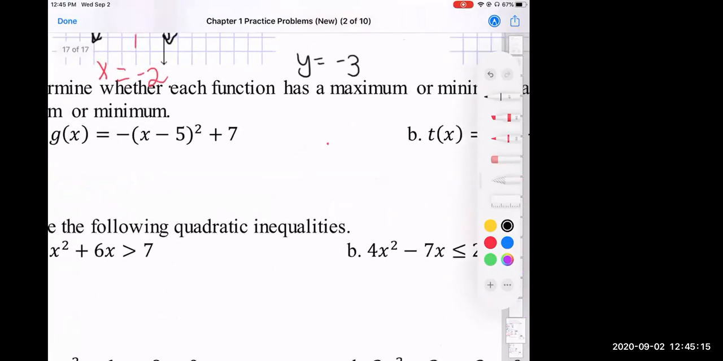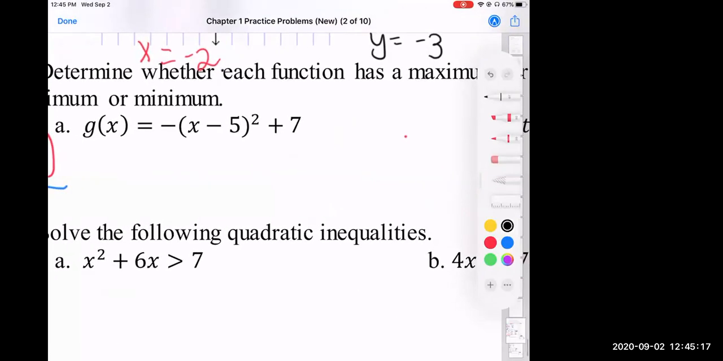Okay, so let's take a look at A. This parabola, I'm going to do a really dummy sketch just so I can reason through it. It has a negative, so I know it opens down, right? Okay, cool. I know it opens down, and I'm going to have a vertex. My vertex is going to be 5, 7. Now, because it opens down, this is going to be a high peak. That's going to be a maximum.